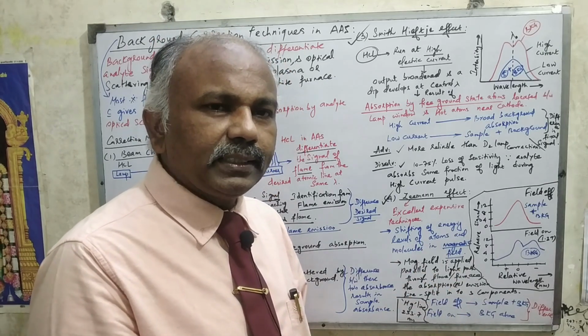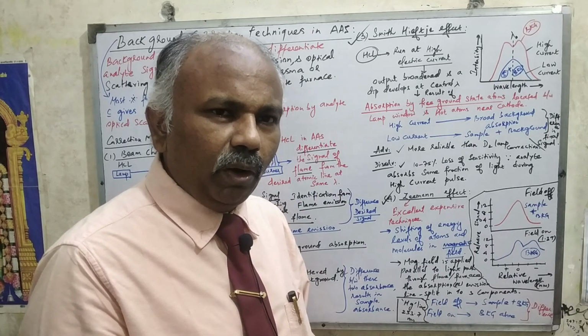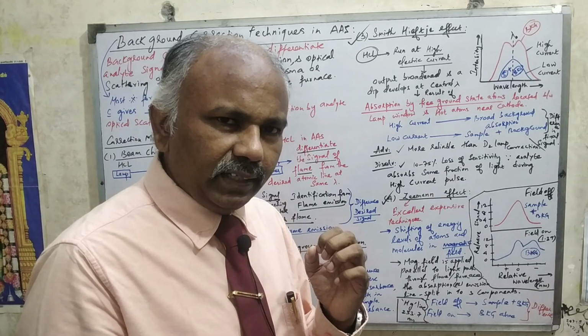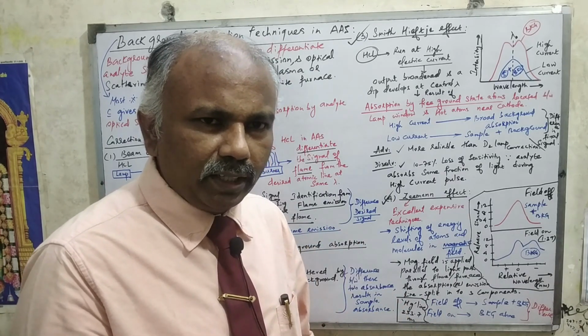So these are all the various background correction techniques we use in atomic absorption spectrometry in order to counteract or rectify the interference problems in the atomic absorption spectrometer. I hope you understand in a clear manner.